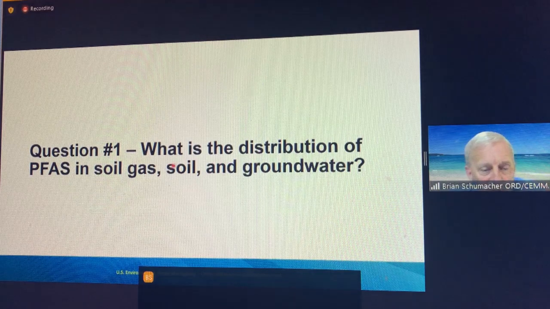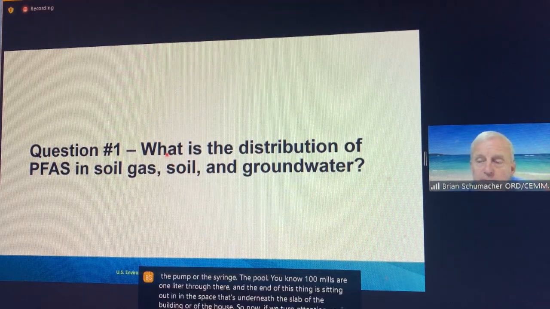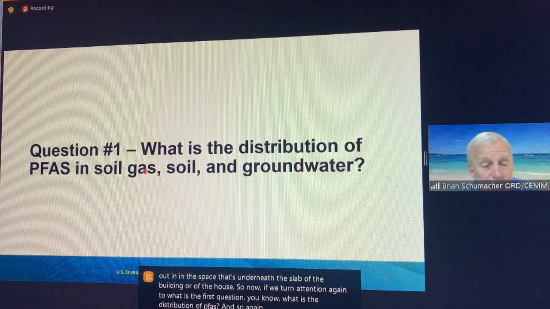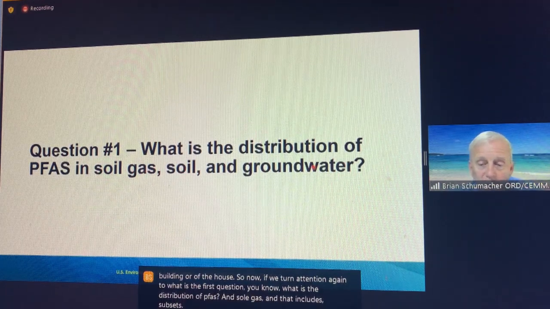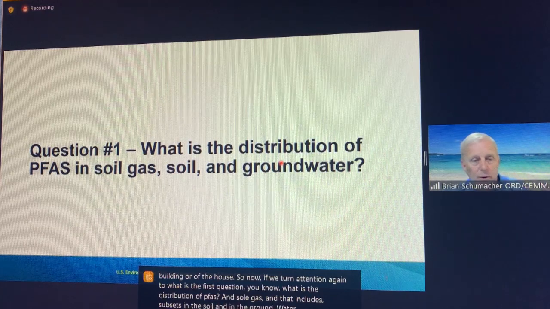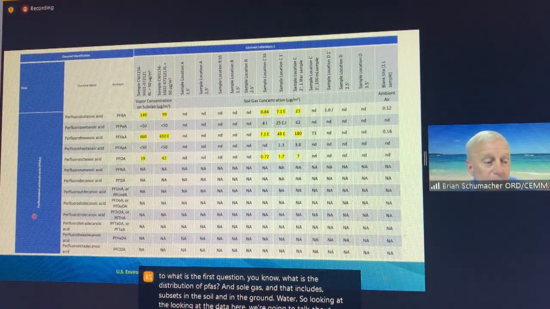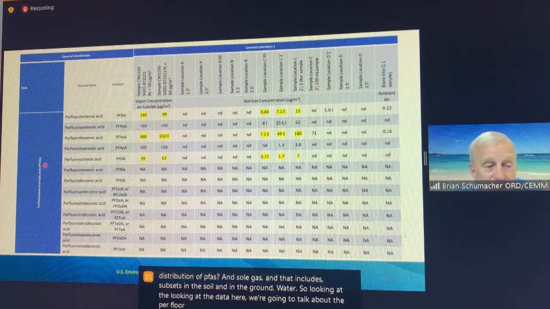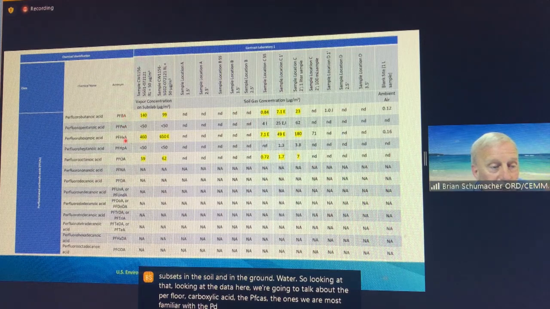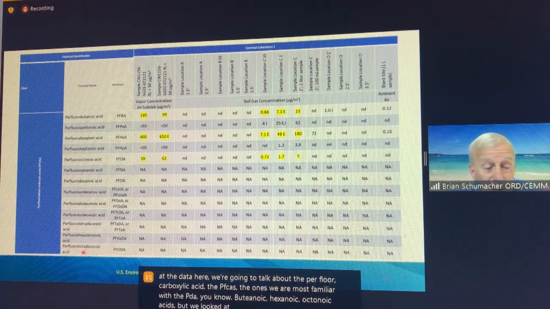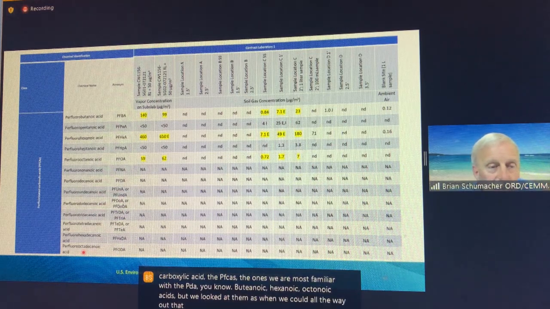So now if we turn our attention again to the first question: what is the distribution of PFAS in soil gas, and that includes subslab, in the soil, and in the groundwater. Looking at the data here, we're going to talk about the perfluorocarboxylic acids, the PFCAs, the ones we're most familiar with: the butanoic, hexanoic, and octanoic acids. But we looked at them as far as we could, all the way out to octadecanoic acids.